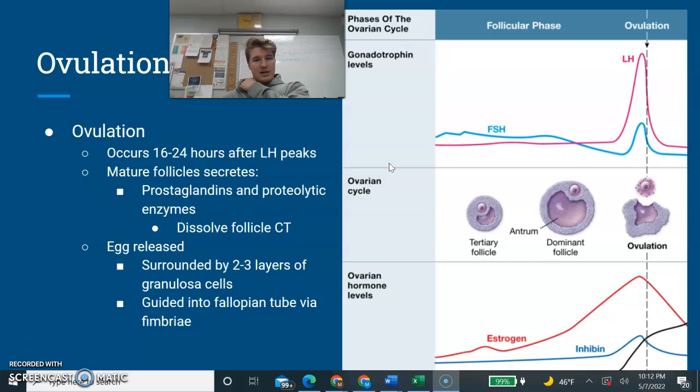We see maturation of the follicle, and mature follicles secrete prostaglandins as well as proteolytic enzymes, which dissolve the follicular connective tissue and release the egg. It's still surrounded by 2 to 3 layers of granulosa cells, and then it's guided into the oviduct by the fimbriae. And we see this peak of luteinizing hormone, and then we see ovulation directly following that. We also see the peak of estrogen timing with the peak of FSH and luteinizing hormone.